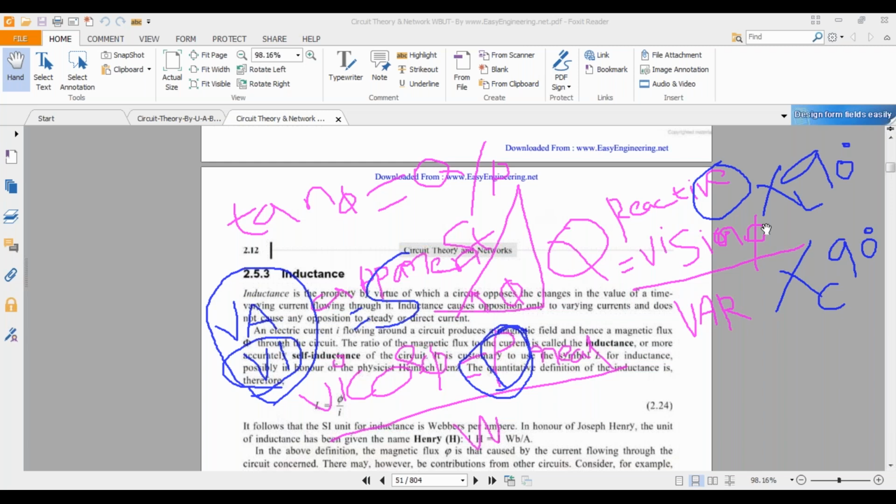Is it clear? Okay. Do you understand the first unit topics now? Yes, sir. Why can't the inductance and capacitance consume power?